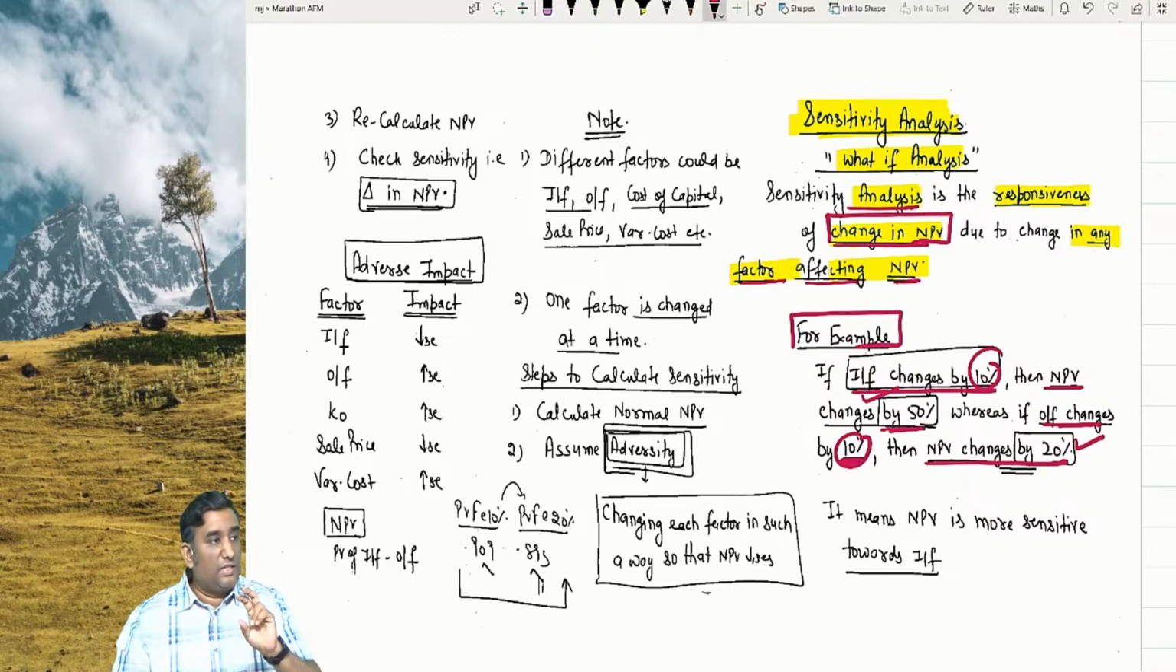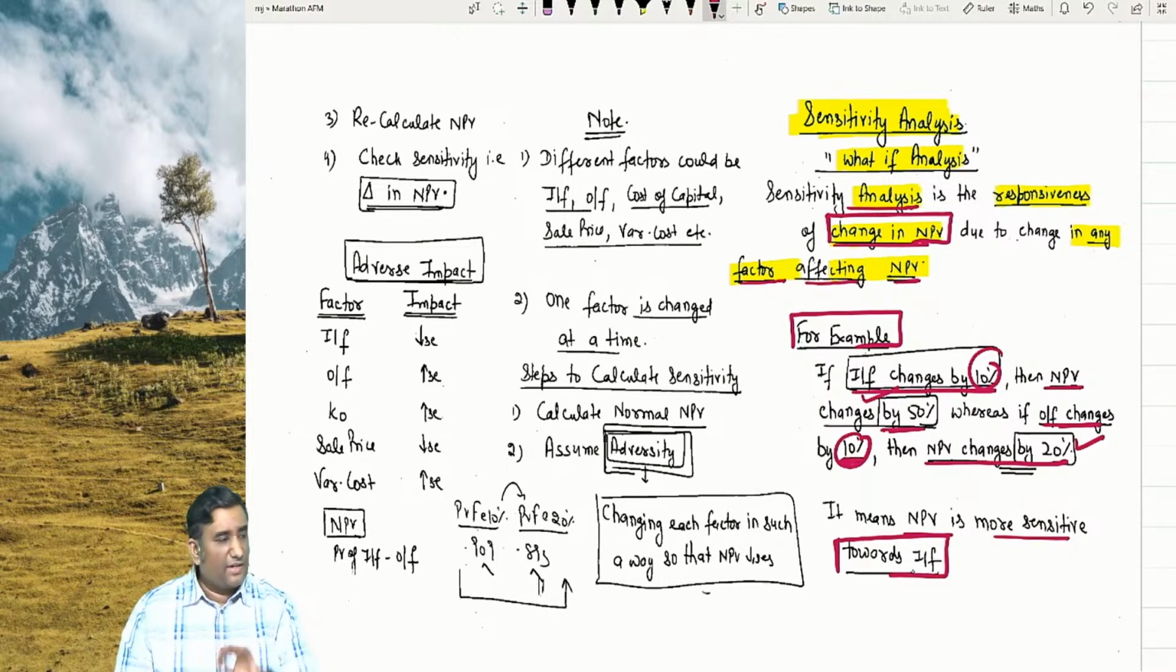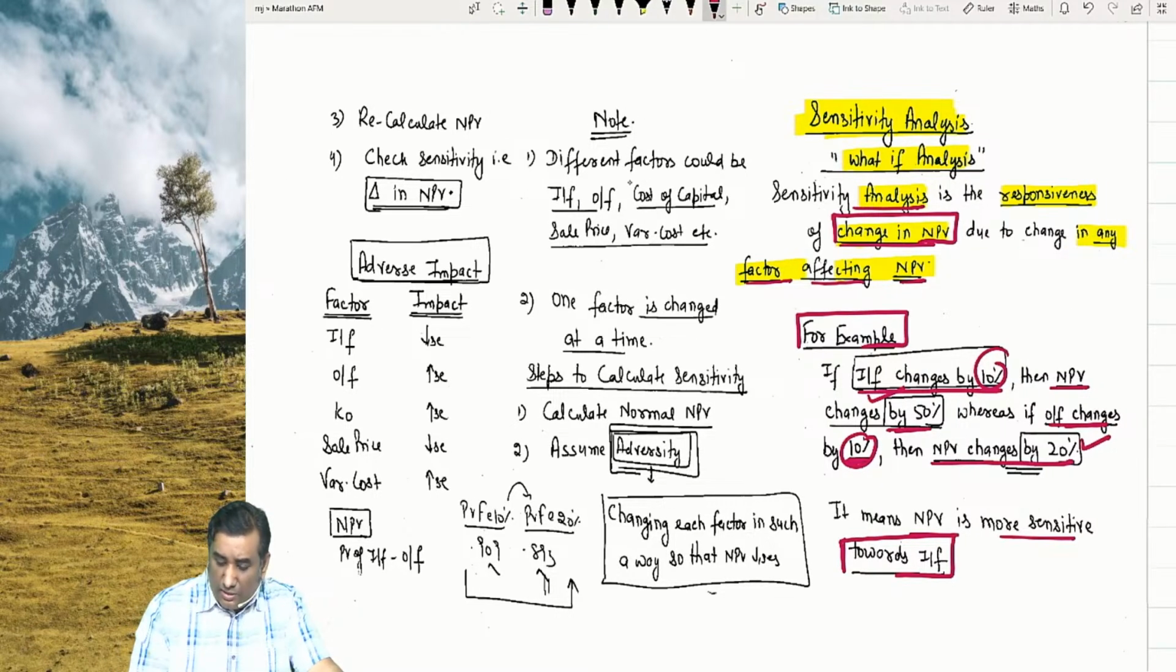So NPV is more sensitive towards the inflow, because if that changes by 10, there is a huge change in NPV. By chance if inflow reduces by 10, NPV will fall by how much? 50%. It means NPV is more sensitive towards what? Inflow. That factor has to be given very important due care while solving questions or doing the project. Different factors could be inflow, outflow, cost of capital, sale price, variable cost, etc.